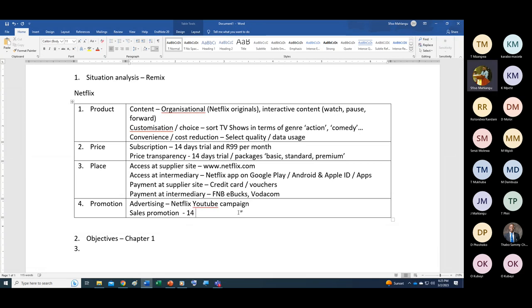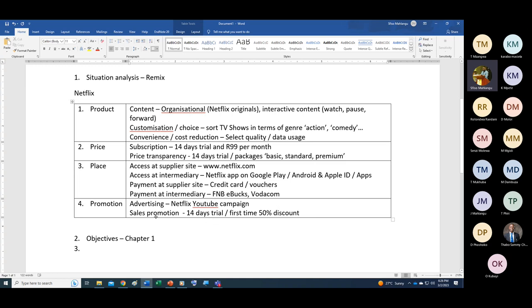Our 14 days trial is still part of sales promotion, because remember the term sales promotion says a sample of a product. That's what you are getting. And it would also be a discount. Maybe there's also an indication that first time users can subscribe for 50% discount if they bundle with MTN or something like that.